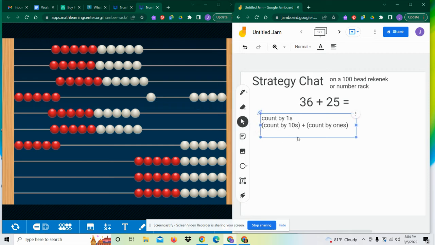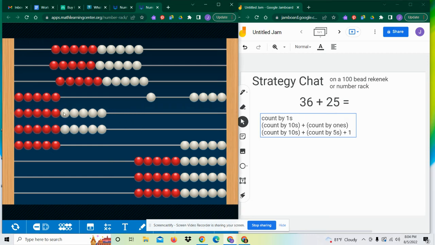I said, oh, so that sounds like 3 steps. Count by tens, and then another step of count by fives, and then a plus one. And since the one is just by itself, it doesn't have anything else, it doesn't need parentheses, it can just sit there by itself. All right, here we go.